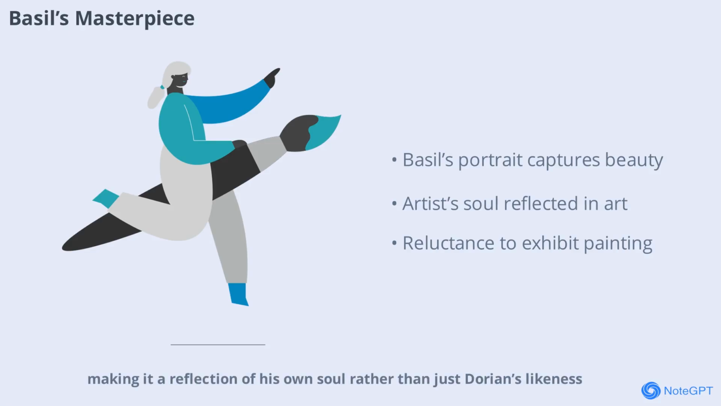Lord Henry encourages Basil to exhibit the painting, arguing that it would elevate his reputation. Yet Basil resists, hinting at deeper, more personal reasons for his reluctance. This moment marks the beginning of the novel's exploration of identity, influence, and the power of art.